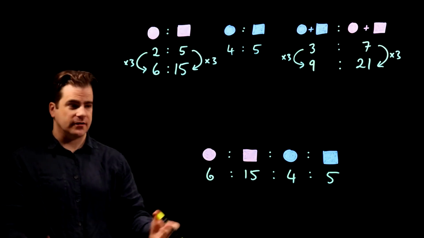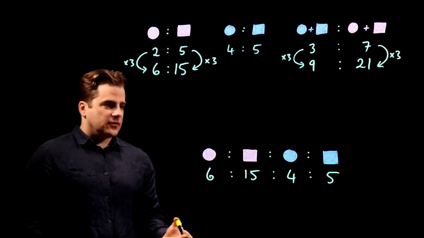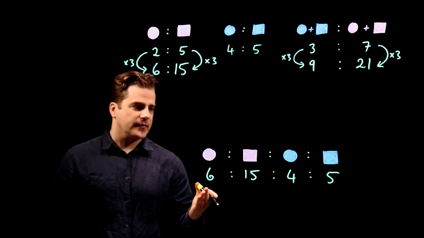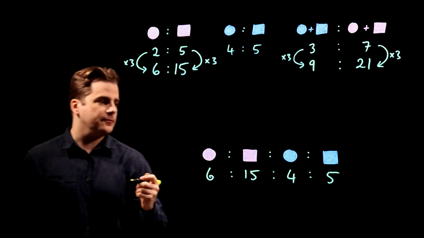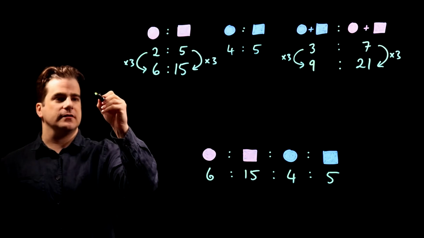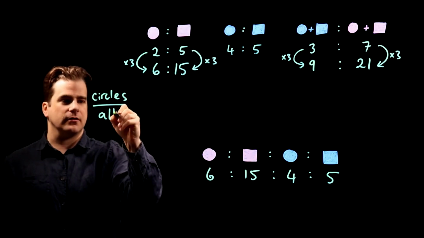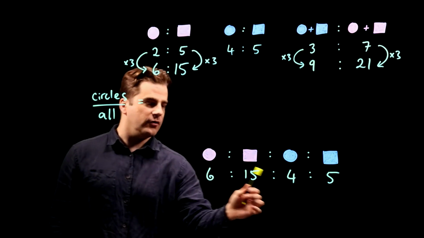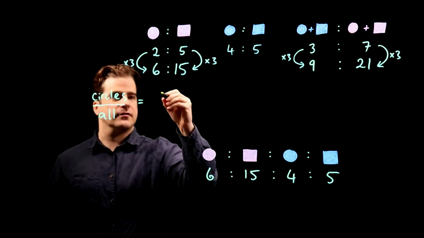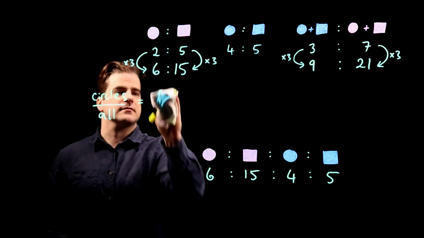And now we can actually answer the question. That's the hard bit done. It's the easy bit now. The original question was, what fraction are circles as a fraction of all shapes? Okay, so circles as a fraction of all shapes is equal to, well, it's 6 plus 4, because there's a total of 10. Right, it is. I'm rushing.